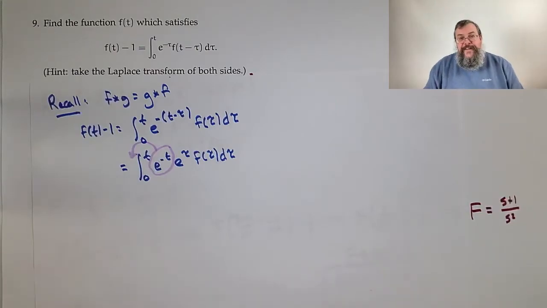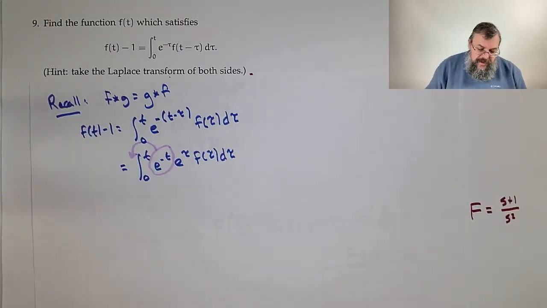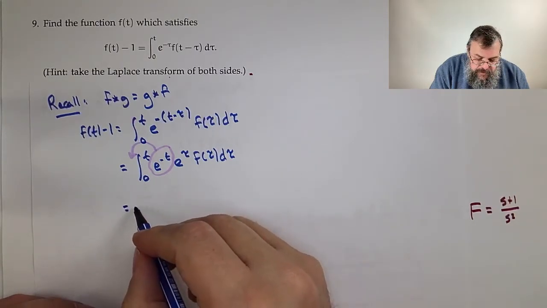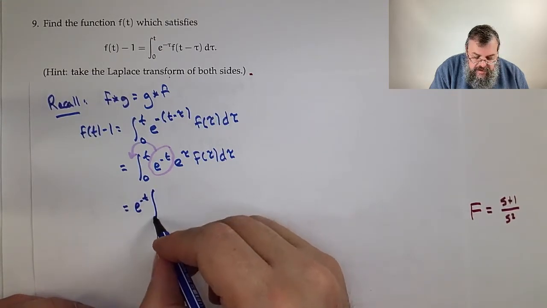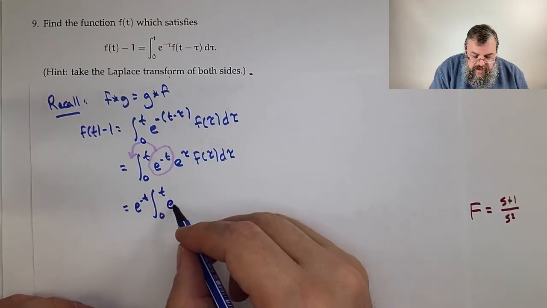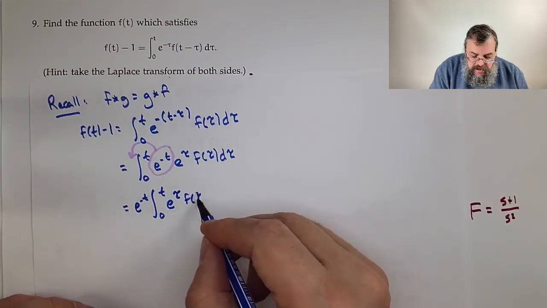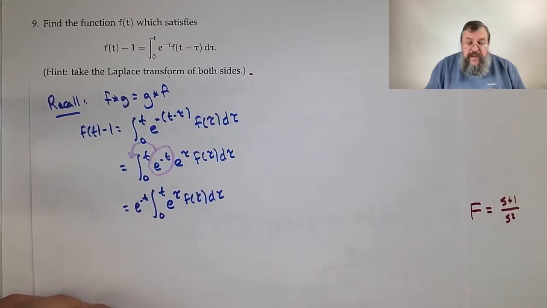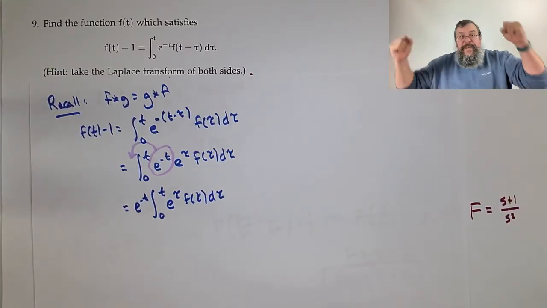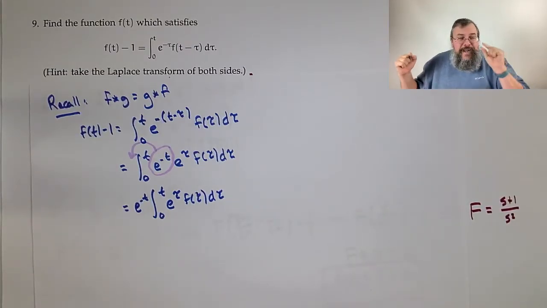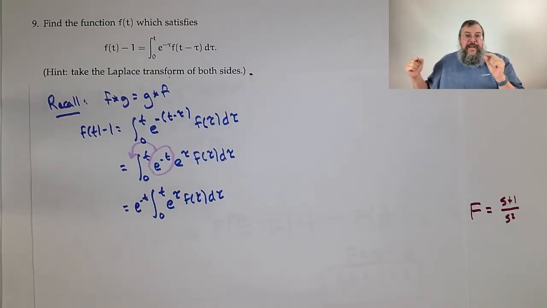You can pull them out. So we can pull that e to the minus t out. All right, great. So we get e to the minus t, integral 0 to t, of e to the tau, f of tau, d tau. And now you're like, what have we accomplished? Well, we're getting close to something here.